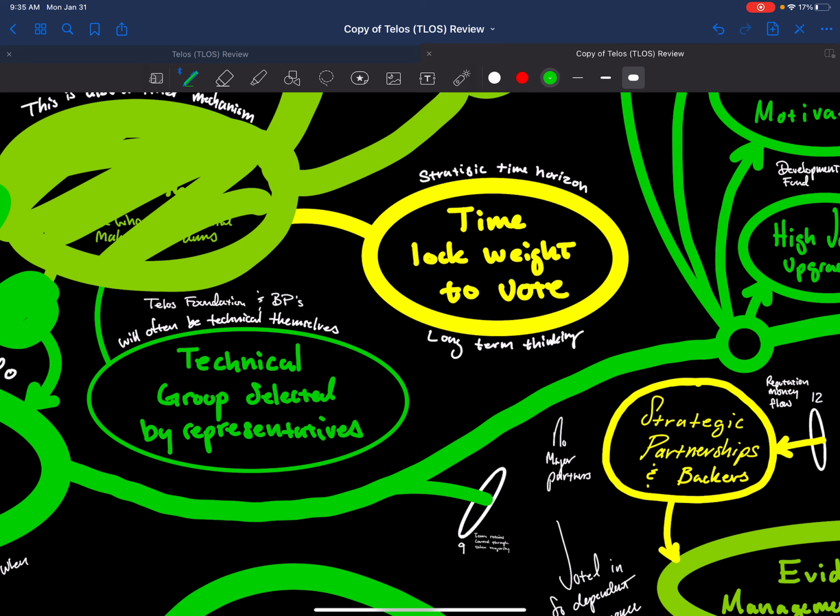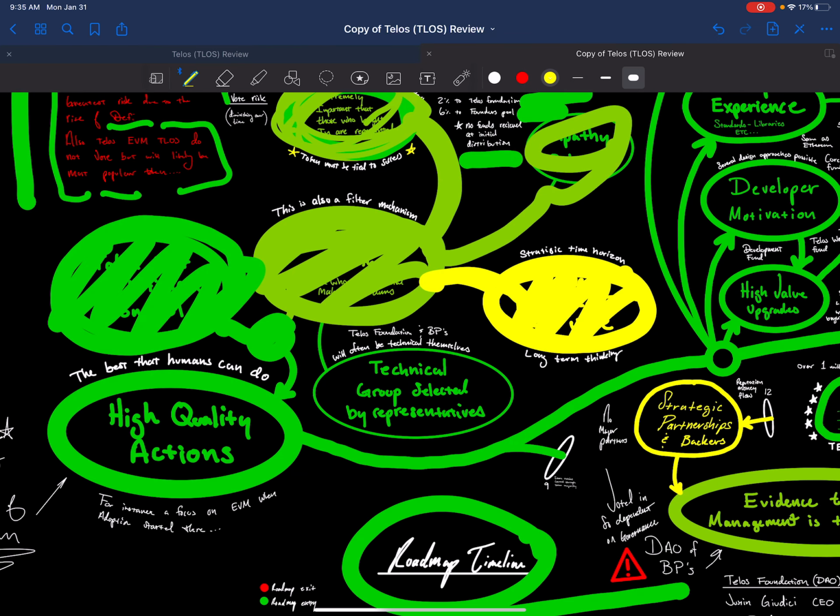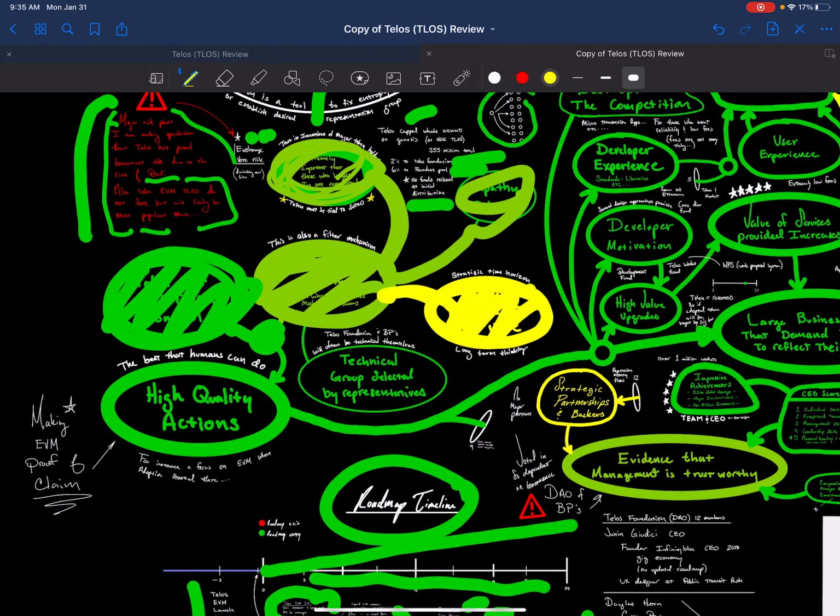Now, one of the things I wish that they would design in Telos is time lock weight to vote. Meaning if you lock your tokens for some period of time, you get to have your vote. So that makes long-term thinking. I wish they would add that. That would also be a good protection against exchanges, because exchanges don't want to hold it for a long time. And it would also bring long-term thinking. So I wish more systems would do this. Very few do it. Polkadot is the only one that I'm aware of that actually does it.